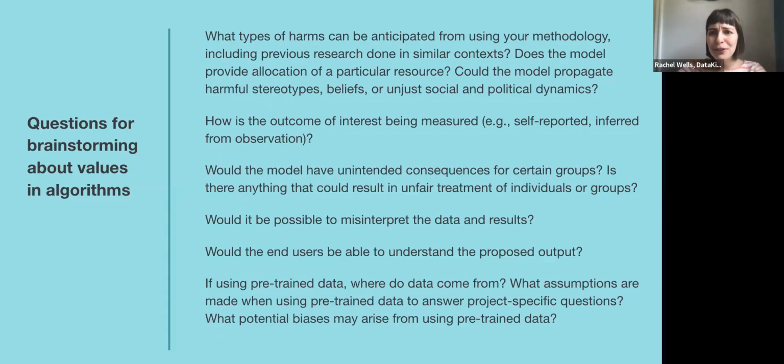So I want to make sure to briefly share a few questions that you could keep in mind while you're brainstorming and thinking about values in algorithms. And so this includes things like what types of harm can be anticipated from your methods? Does the model provide allocation of a resource? Could it propagate harmful stereotypes, beliefs, or unjust social or political dynamics? I won't read this whole list, but I want everyone to just think about some of the different discussion questions and ways to evaluate what could happen if things are misinterpreted or if things are not understandable, and what that outcome is and what unintended consequences could happen for certain groups in using algorithms.